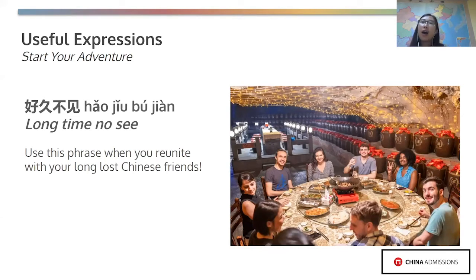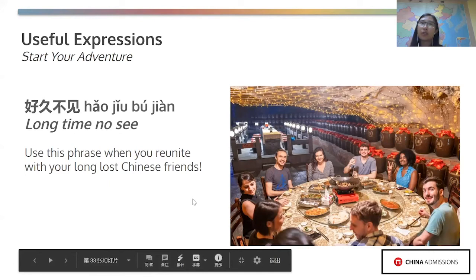First of all, 好久不见，long time no see. If you have some friends in China, or you and your friends meet each other in China, you can use this phrase. It's short and it's a very nice greeting. So, 好久不见。Can you read it for me? 好久不见。Okay, next one.